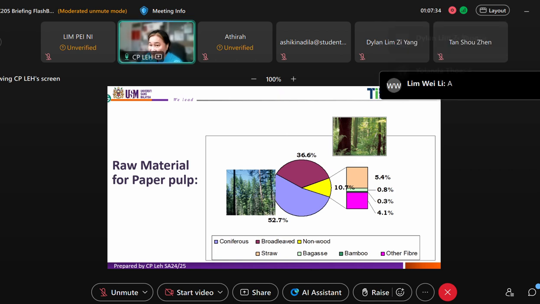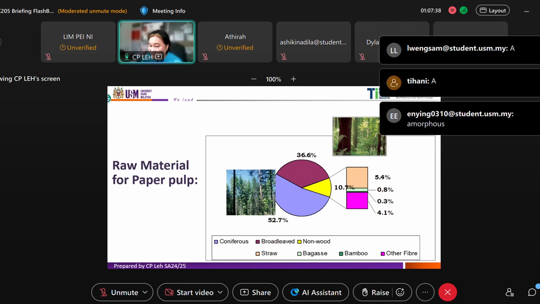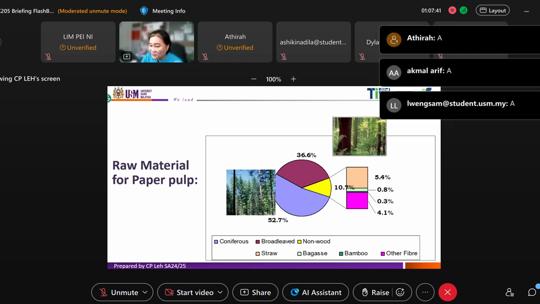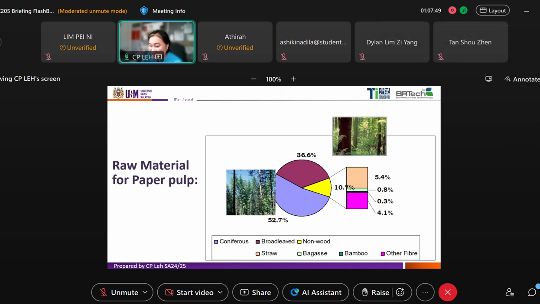Amorphous, amorphous. Dylan, amorphous. Okay, all found the answer. Wow, did you all use Google? The first one said crystalline and all the others said amorphous. Okay, lignin is an amorphous macromolecule. And how about cellulose?